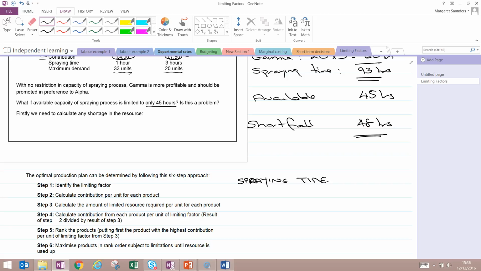Step 5 is to rank the products in order of production, starting with the one that has the highest contribution per unit of limiting factor. And finally, step 6, maximize your products in rank order until you've used all your resources up. So we're going to follow those steps with this example of alpha and gamma. And I strongly suggest that if you're looking at a limiting factor problem, that you always follow these steps.